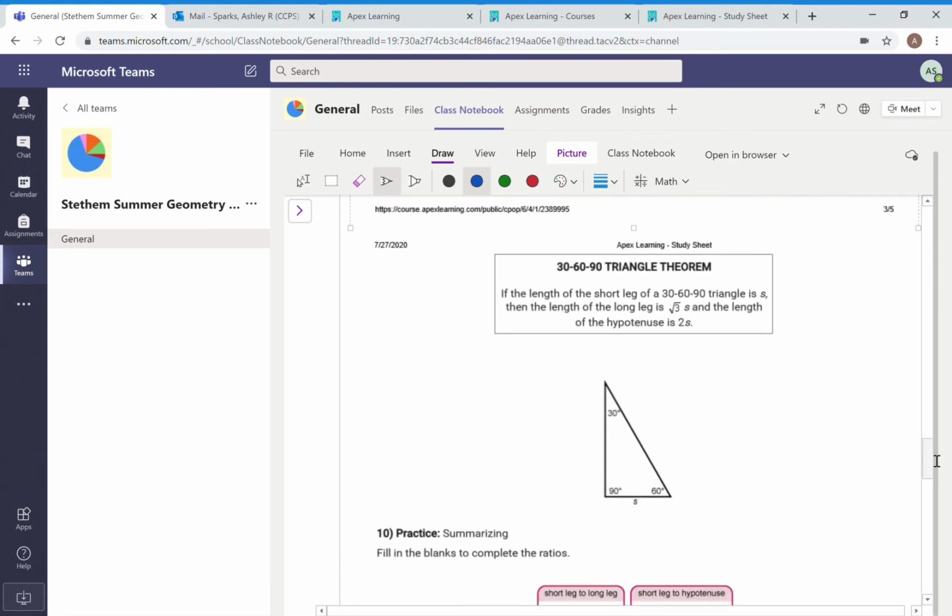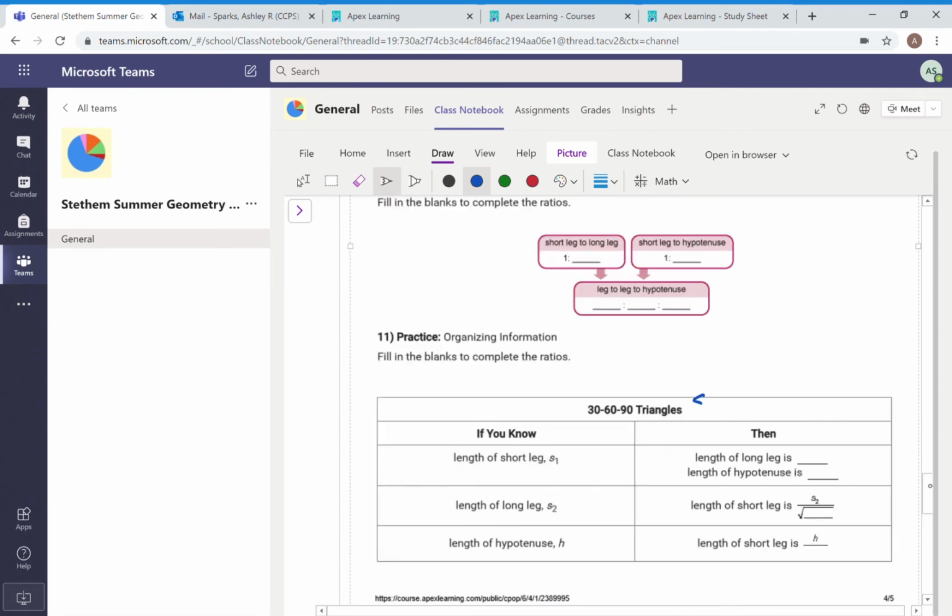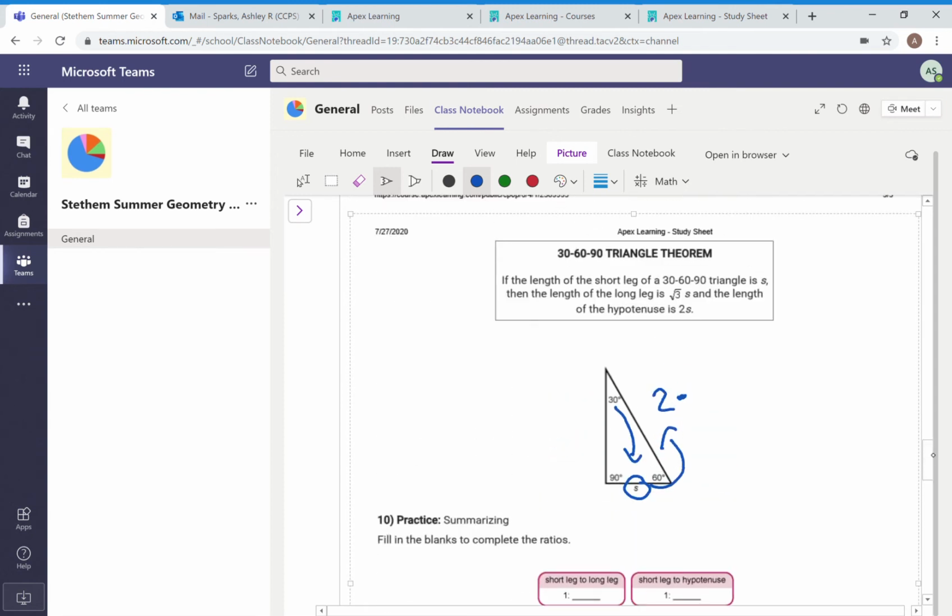The 30, 60, 90 has a rule as well. So you have your short leg, whatever's across from the 30. When I move it over here, I'm going to do 2 times that number. So for the short leg, we could say it's 4. I would move that number, 4, and multiply by 2. My hypotenuse is now 8. To go the other way, I'm going to do what I did before. I'm going to take that same value, and I'm just going to add on square root 3. Okay?